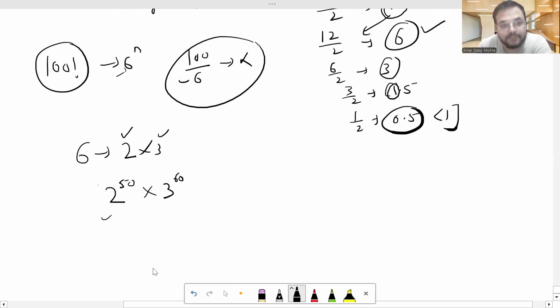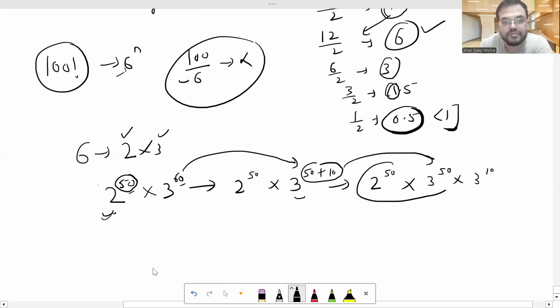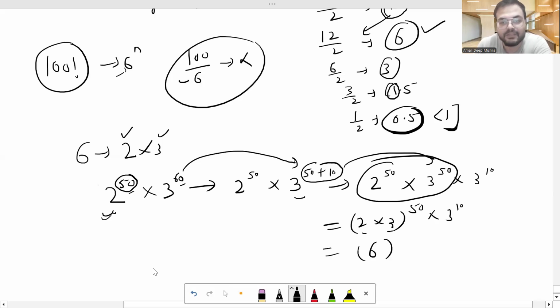So here the deciding number will be the power of 2 because the power of 2 is smaller than the power of 3. So from here you can write 2 power 50 into 3 power 50 plus 10. This 60 will be broken as 50 plus 10. So this will be 2 power 50 into 3 power 50 into 3 power 10. Now you take these two together, this will become 2 into 3 whole power 50 into 3 power 10. And this will become 2 into 3, that is 6 power 50. If you multiply these two, how many 6's will you get?